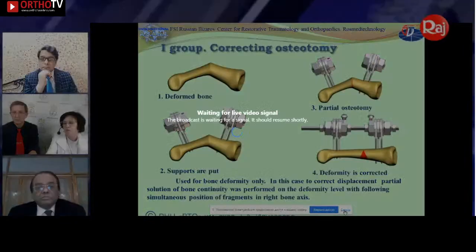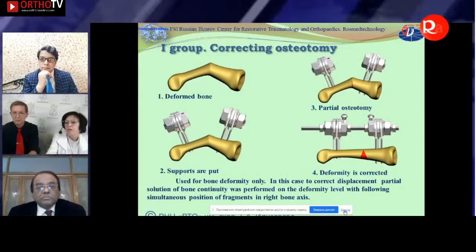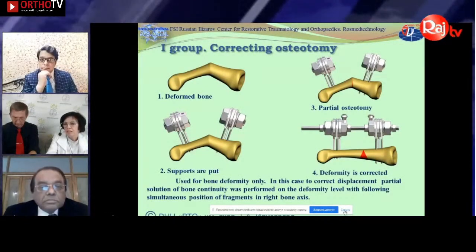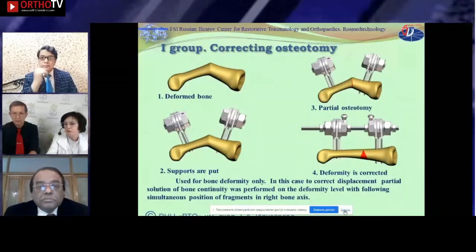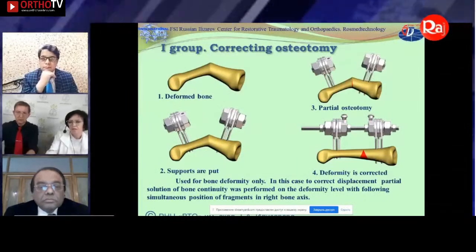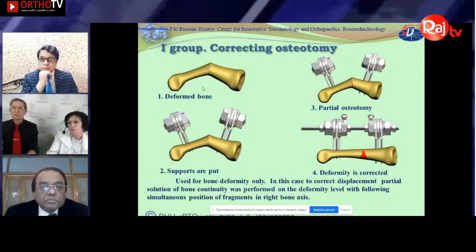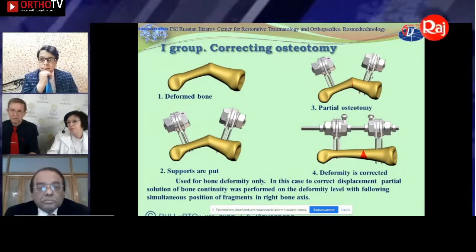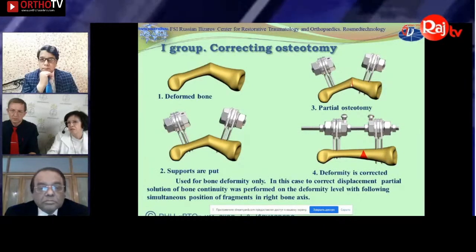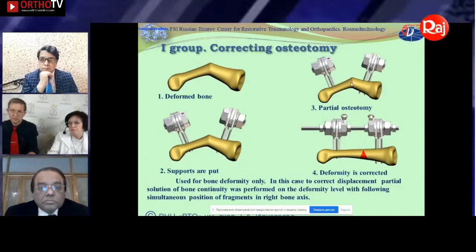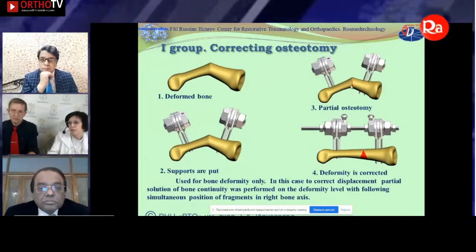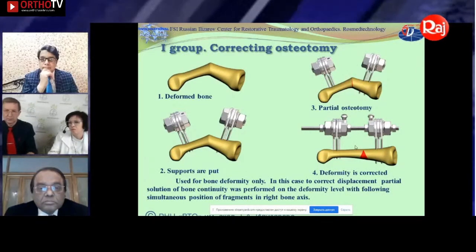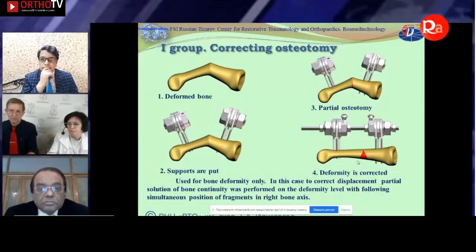We have several groups of our patients. First group have only correction osteotomy. You can see on the slide the deformed bone before operation. In the operation, osteosynthesis, mini apparatus of Ilizarov and osteotomy. And after osteosynthesis, partial osteotomy and removal of deformation of this bone.